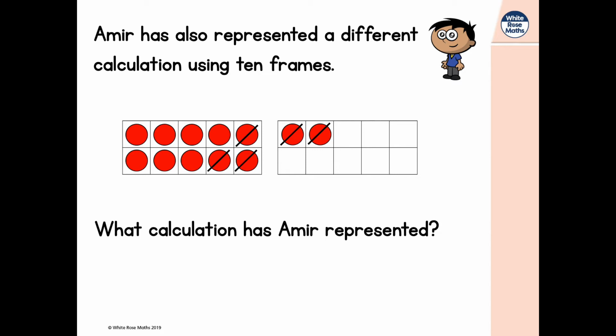How many did he start with? One full 10 frame and 2 more. That's 12 red counters. But he also crossed out some red counters. How many did he cross out? He crossed out 5. Amir was showing 12 subtract 5.